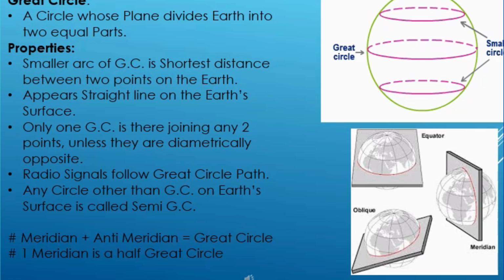And the last is that any circle other than a great circle on the earth surface is called a small circle. So any parallel of latitude other than the equator is a small circle. And one meridian and its anti-meridian create a great circle, and any one meridian, only a meridian, is a half great circle.